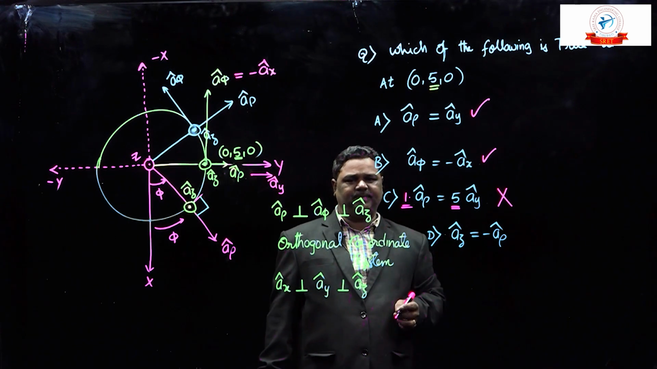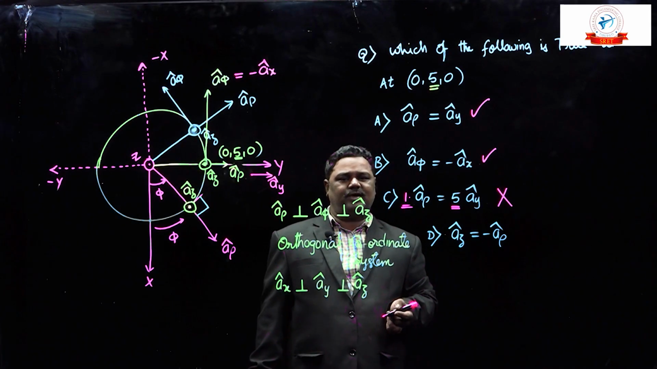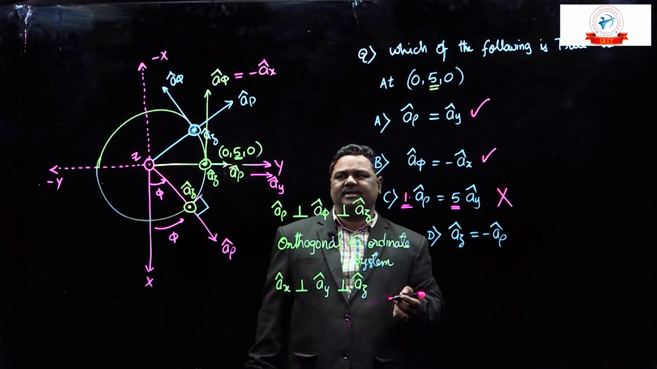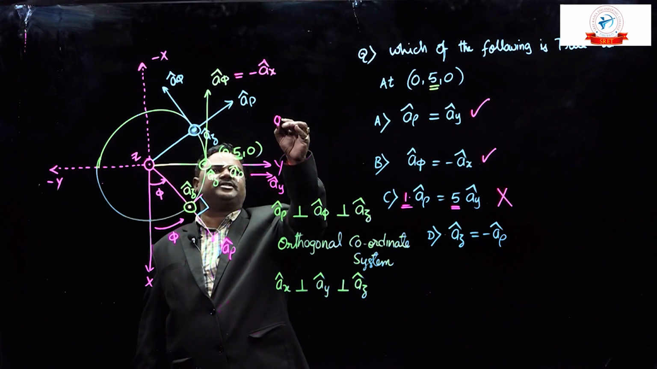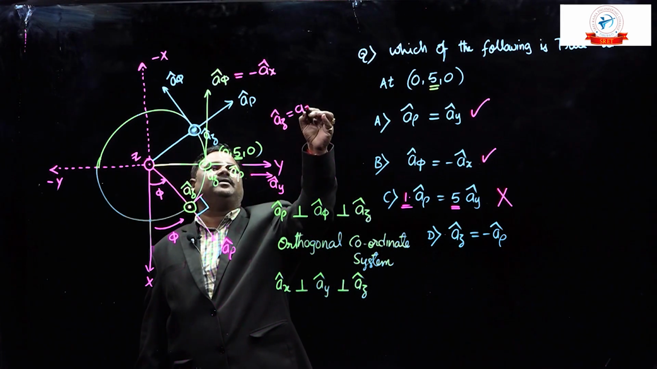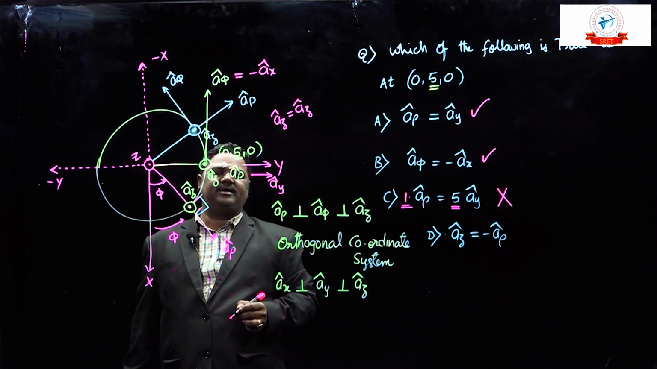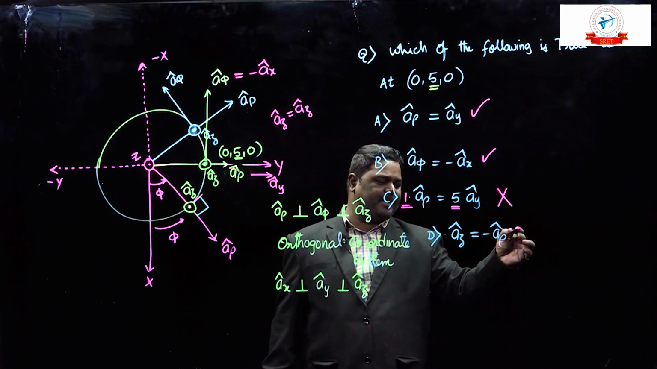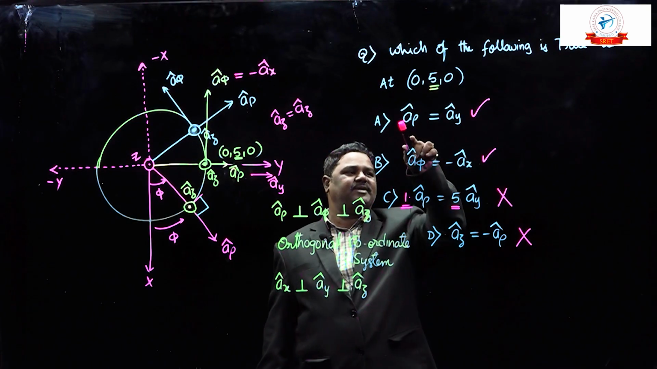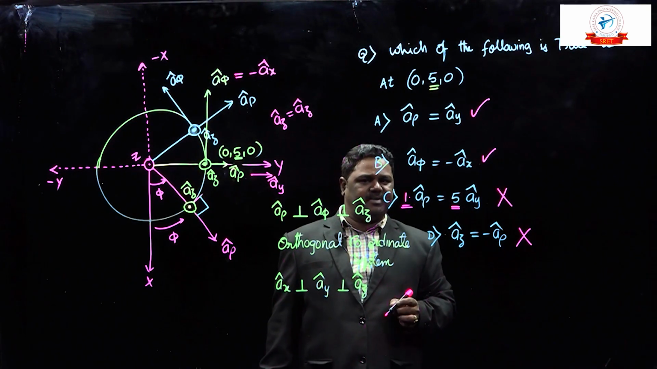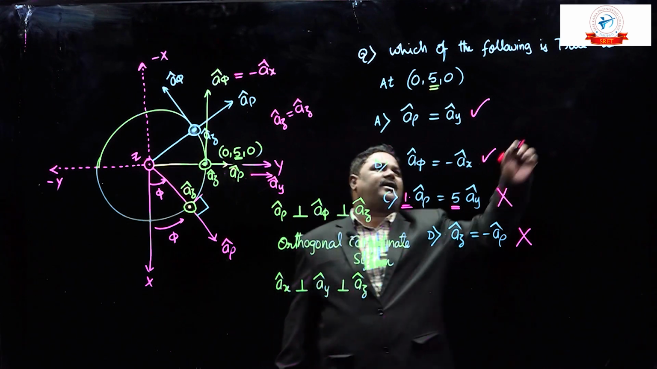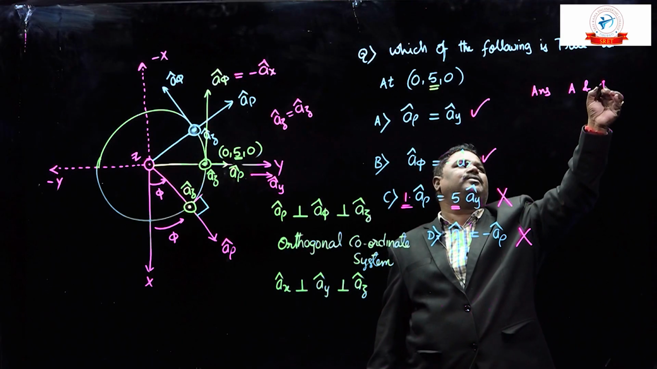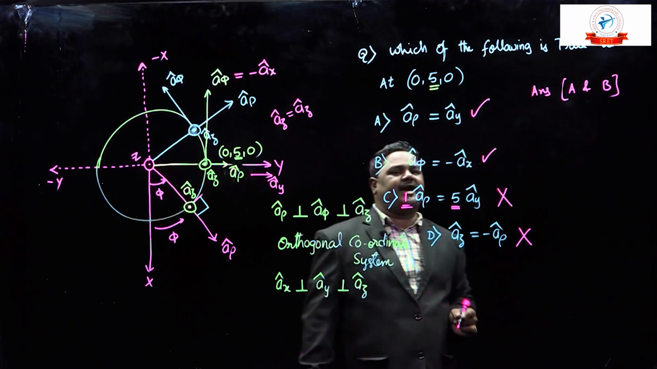Next, the last one. Here we know that in the cylindrical coordinate system and the Cartesian coordinate system, az cap is the same. That means in the cylindrical coordinate system, az cap is nothing but again az cap in Cartesian. So az cap will never be equal to minus a rho cap. Already we have defined that a rho cap is nothing but ay cap. It should not be az cap. So here the right answers are A and also B.